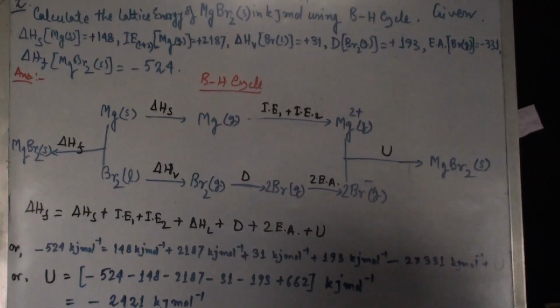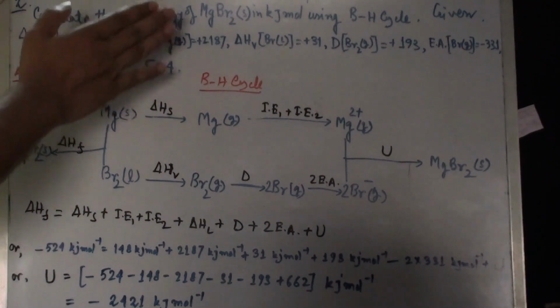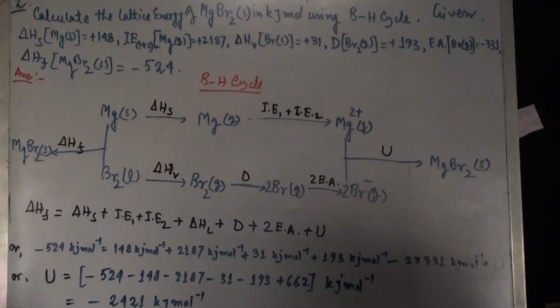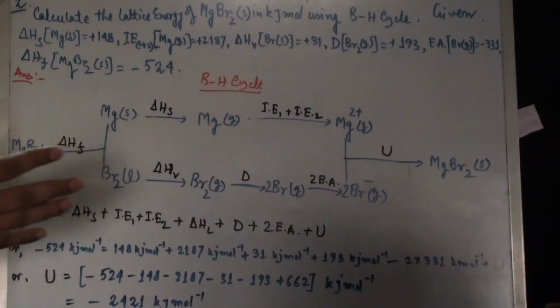Now the second problem: we have to calculate the lattice energy of magnesium bromide solid in kJ mole inverse unit, using the Born-Haber cycle, where other supporting data are given. So we have to first construct the Born-Haber cycle.